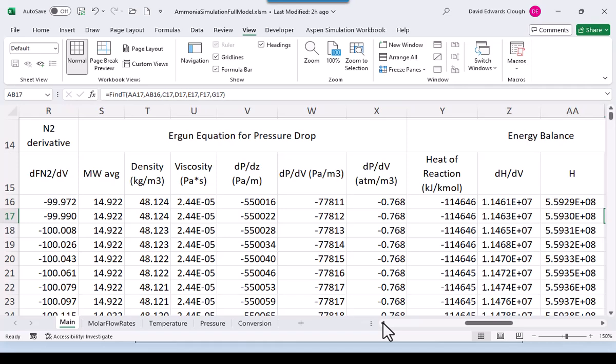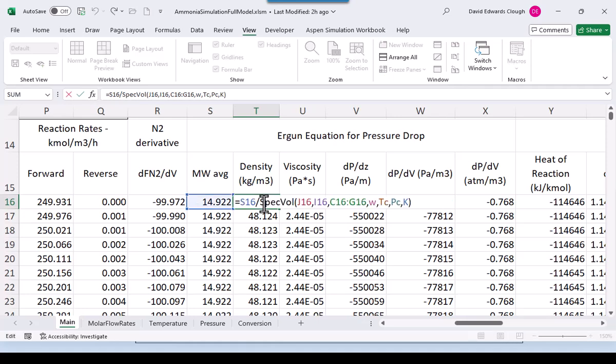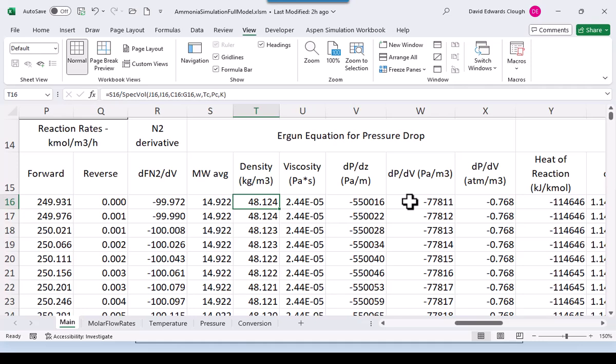calculates the specific volume, all right? And that is shown here for calculating the density, all right? The molecular weight average divided by the specific volume that we get by solving the Peng-Robinson equation of state, okay?